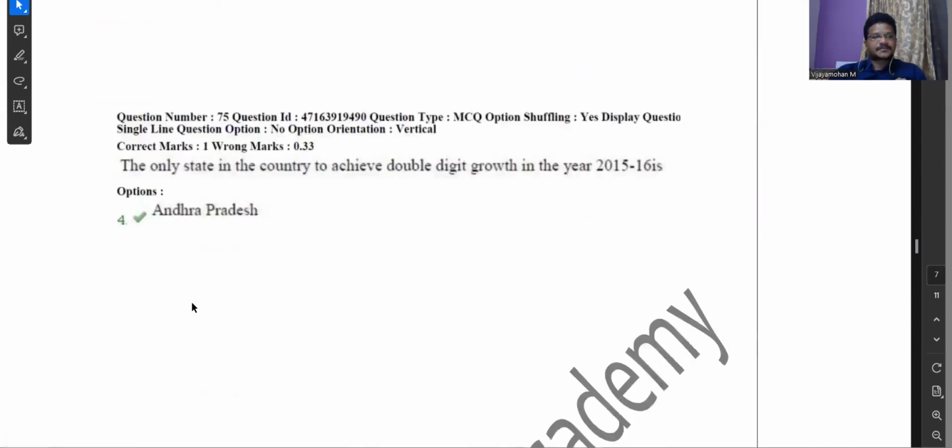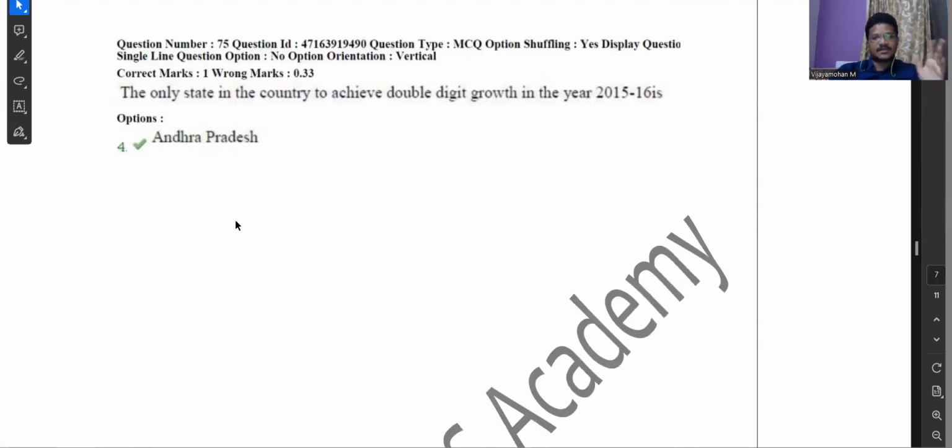Next, just see the previous question. The only state in the country to achieve double-digit growth in the year 15-16 is Andhra Pradesh. So this is the direct question. This is a basic question. He has not stressed on what the growth is, double-digit growth, but which state has performed a double-digit growth in the year 15-16? Andhra Pradesh, right?